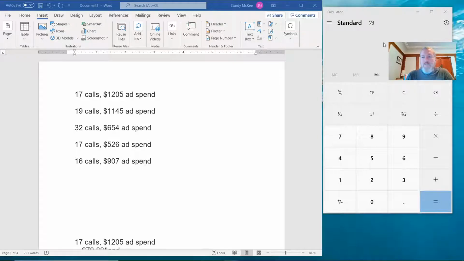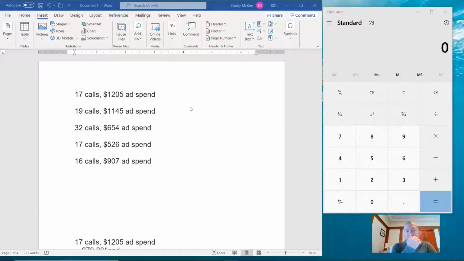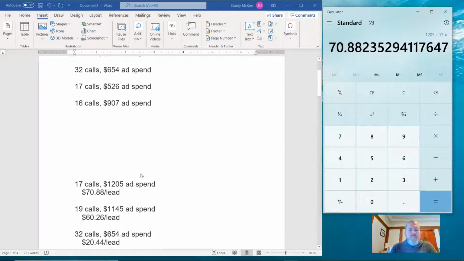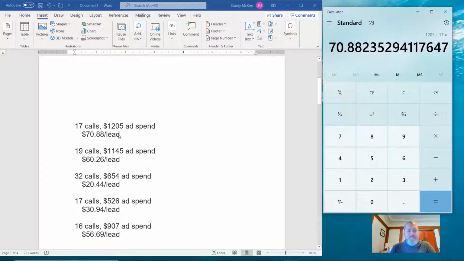So here we go. I'm going to share my screen and run through a couple things. I'm pretty sure I'm going to get in trouble, but this is all in the service of helping you guys. So here we are, 17 calls. These are actual numbers from the promotional email. 17 calls, $1,205 ad spend, right? And you've got the rest of them. What I want to break down for you, and I did the math for you, is $1,205 divided by 17, that's a $70.88 spend per lead, right?